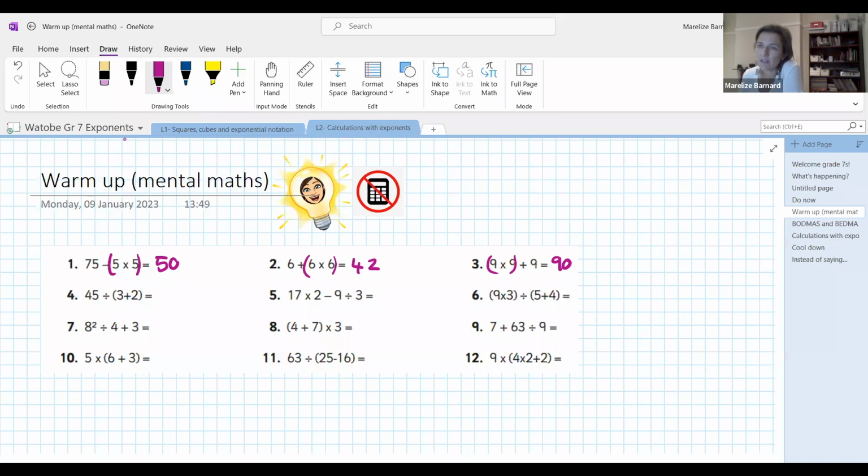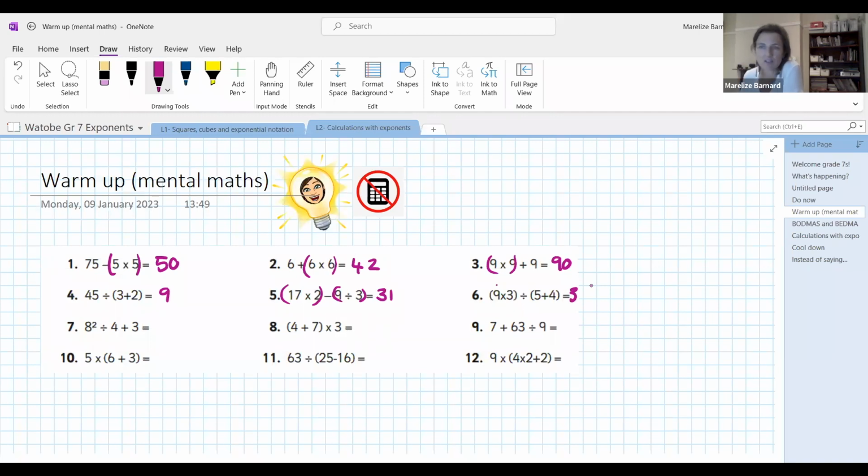First add the 3 and the 2. 45 divided by 5 is 9. Then 17 times 2 is 34, but you do that first, and you do this first. So 34 minus 3 is 31. 9 times 3 is 27, divided by 9. So you first do that, and then that. So 27 divided by 9 is 3.